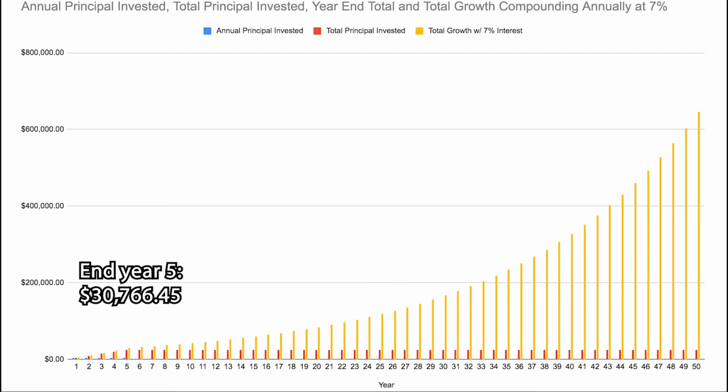grow at 7% annually for the remaining 45 years, at the end of the 50 years, you would have $646,170.88. And again, only out of pocket, you've invested $25,000.